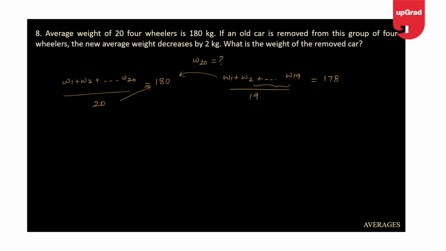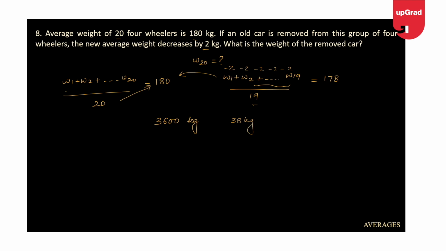If there are 20 cars and the average weight is 180, that means the total weight would be 3600 kilograms for all the 20 cars. Now what happened? One car was removed and the average decreased by 2 kilograms. If I am left with 19 cars, there is an average reduction of 2 from each one of them. Therefore 19 twos, a total of 38 kilograms, got away.